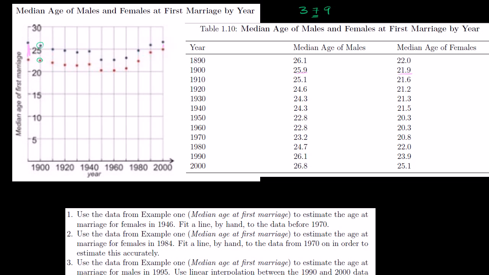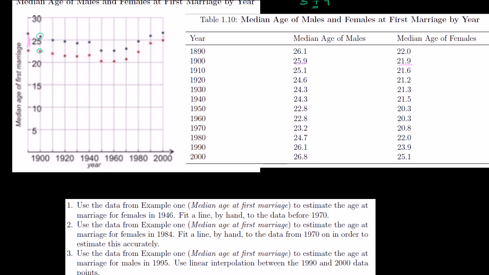Now let's do the questions. Use the data from example 1. This is example 1 up here. Estimate the age at marriage for females in 1946. Fit a line by hand to the data before 1970. So what they want me to do is look at all of the data before 1970. This is 1970 right there. And they want to fit a line by hand to the data before 1970.